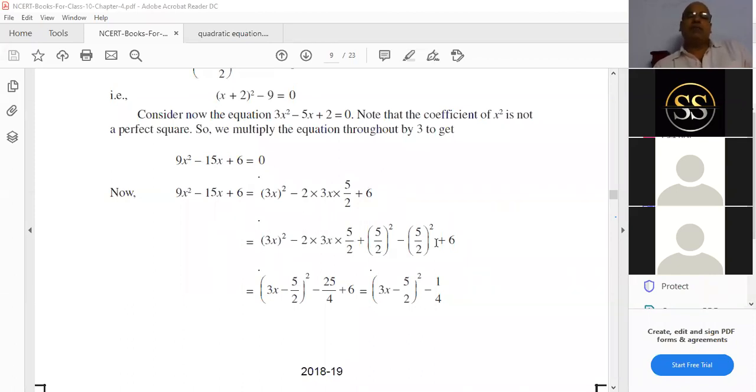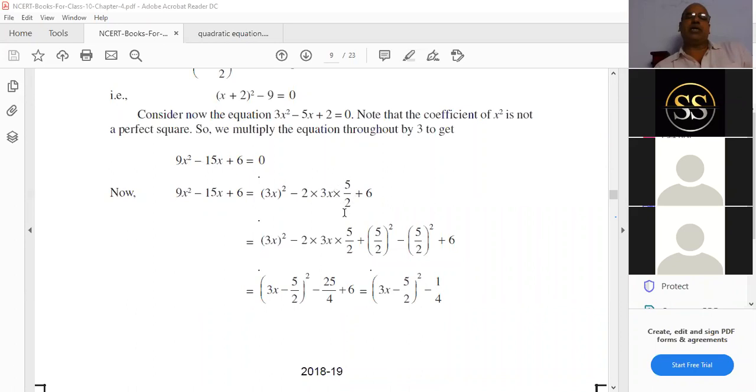Now plus 6 is already there. Up to this part, it is in the form of a square minus 2ab plus b square. A square minus 2ab plus b square means a minus b whole square. So you should try to get like this. The most important key step is to get b. How we can get b is important. If you understand this, you can understand the completing square method.